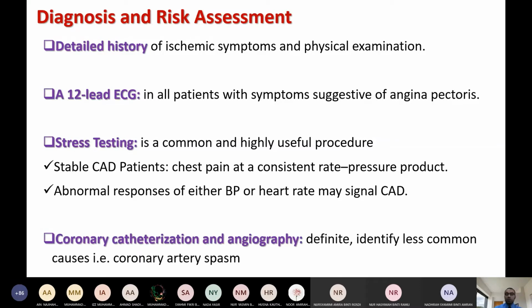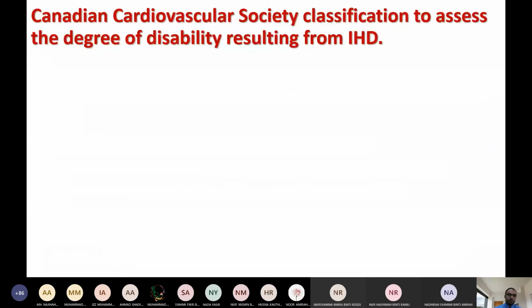Of course, now it is all about making the best use of catheterization or angiography to identify the less common causes sometimes, which is the coronary artery spasm, the Prinzmetal angina that we highlighted earlier.